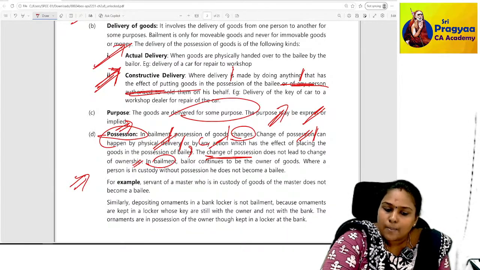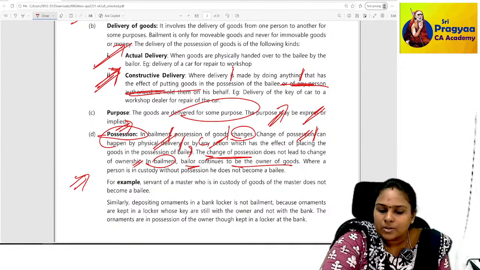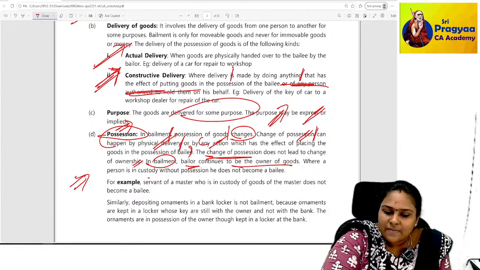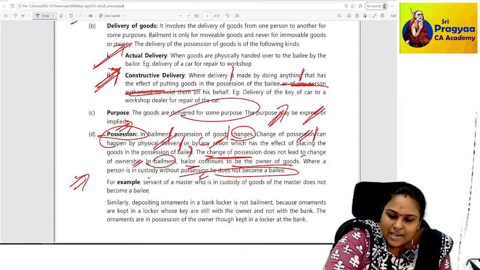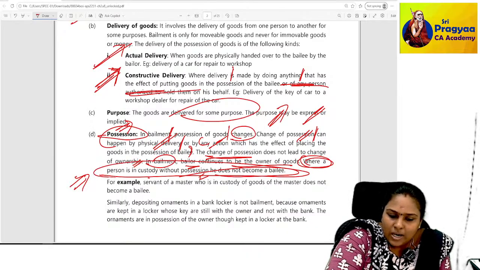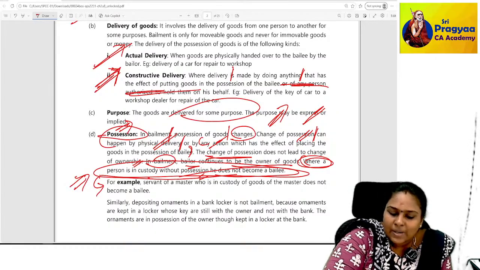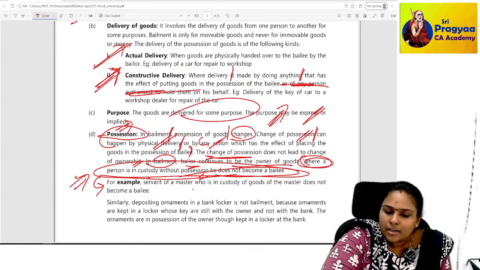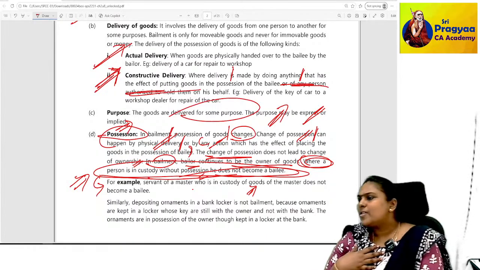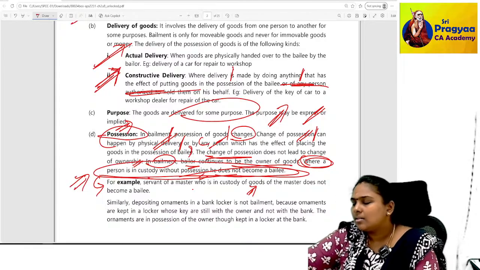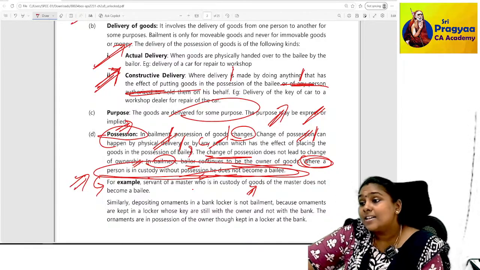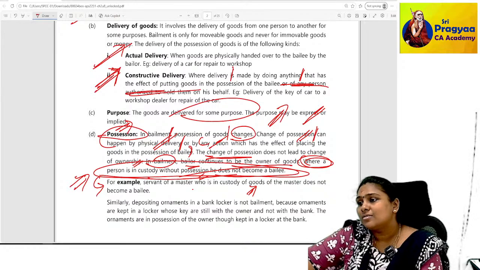In bailment, bailer continues to be the owner of the goods. Where a person is in custody without possession, he does not become a bailee. Now what are they trying to say in the last line? Sir, see this example. Servant of a master who is in custody of goods of a master does not become a bailee. Sir, I have my house, and to safeguard my house I employ a watchman. Does the watchman become the bailee of my house?